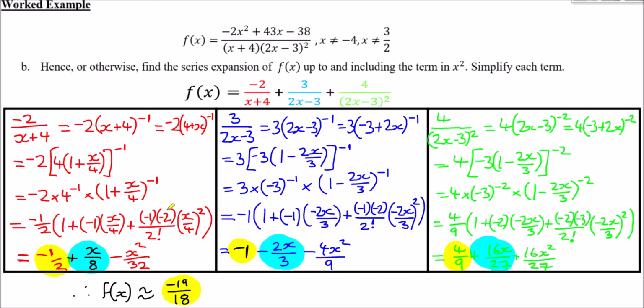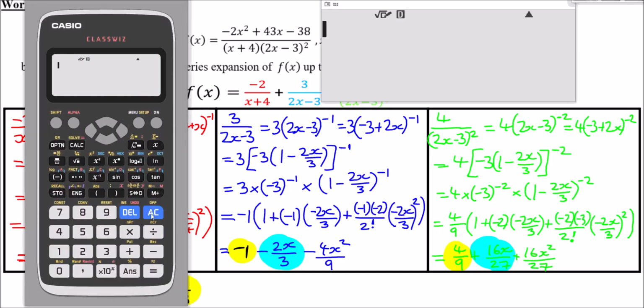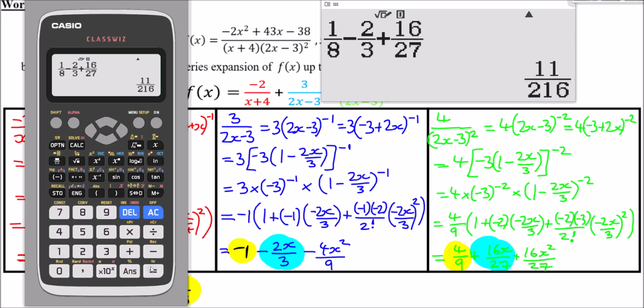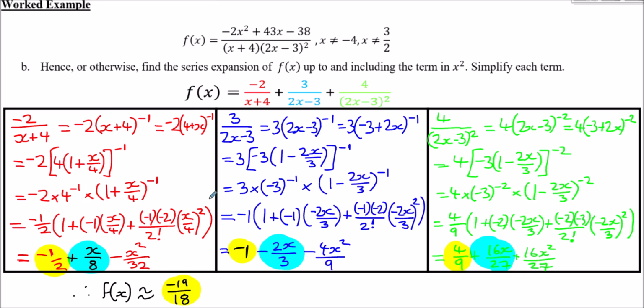So combine these. So hidden behind the calculator was 1/8 of an x. So 1/8 minus 2/3 plus 16 over 27. That gives us positive 11 over 216. So we've got plus 11 over 216x. Whoops, that isn't what I wanted to do. That's a different sort of pen.